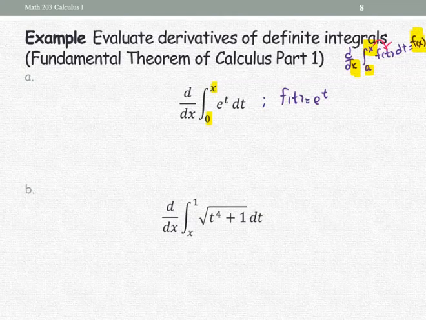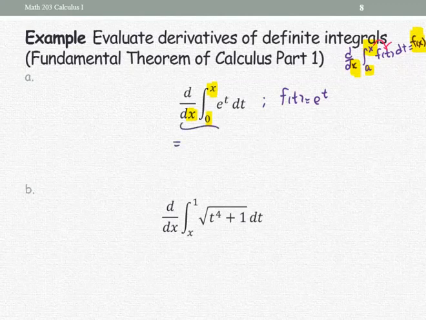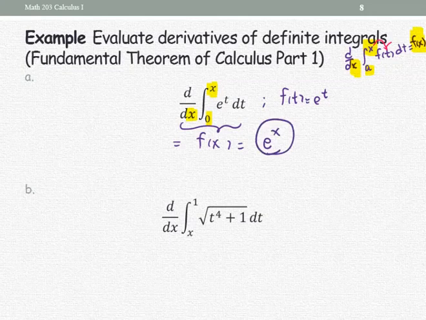For part A, the example part A, we already have the constant as a lower limit, and the derivative with respect to x, the upper limit is x, so we can apply the fundamental theorem of calculus part 1 directly. As f of t is e to the t, the result of this will return as f of x. And since f of t is e to the t, f of x is e to the x as a result of the derivative of the definite integral from 0 to x of e to the t with respect to t.